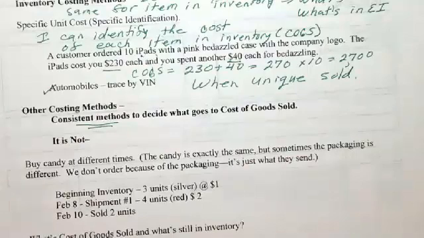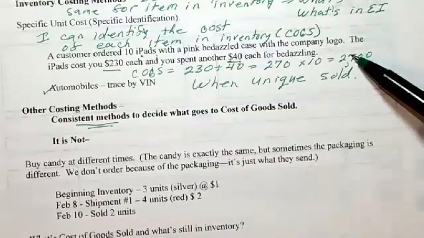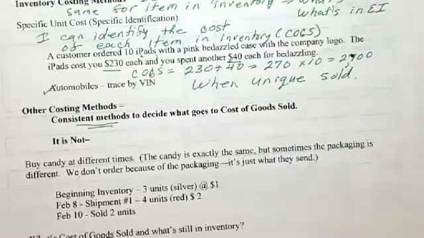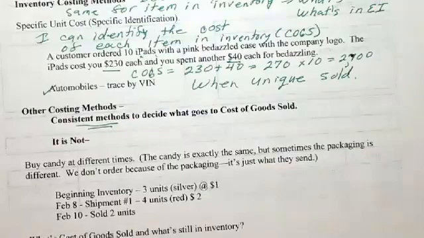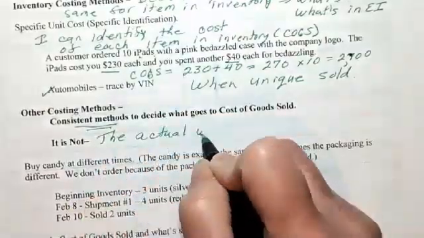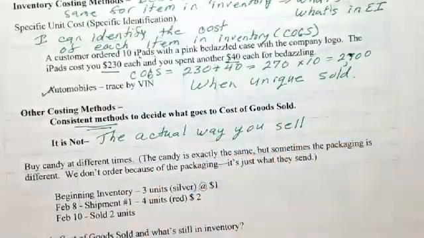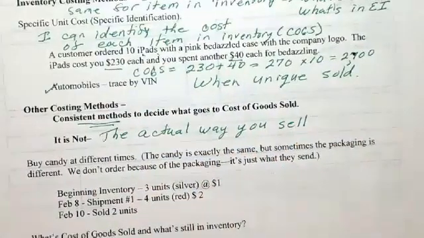And it doesn't mean I really truly sold those particular 3. It's not like up here where the bedazzled ones are the ones that are sold and everything else is still on the shelf. It's just a way that we'll do it the same way every time. It's not, again, the actual way you sell them. Though when we talk about it, sometimes we talk about it as if it is. We want the cost of goods sold to match the revenue generated in some consistent way.